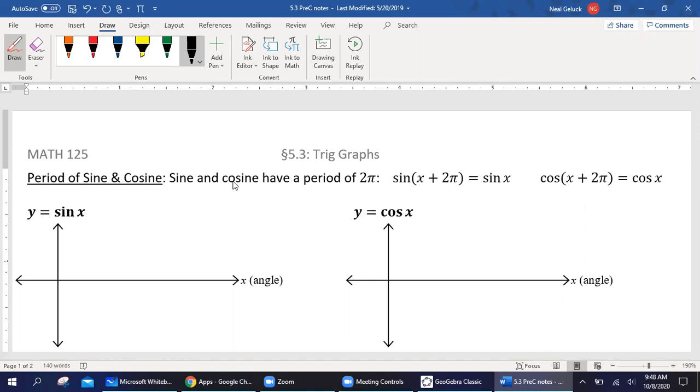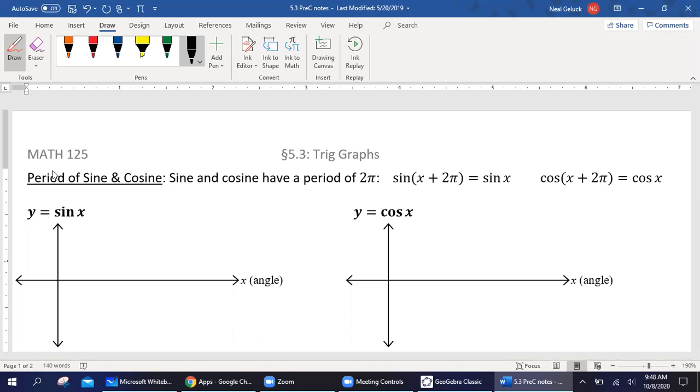Both sine and cosine have a period of 2 pi. That means that's how long it takes for it to finish one of its cycles. They are called periodic functions because they repeat themselves. It makes sense that it's 2 pi because once we go around the unit circle a full time, we have one full period, and then everything starts to repeat itself. So it takes 2 pi for it to finish itself up.